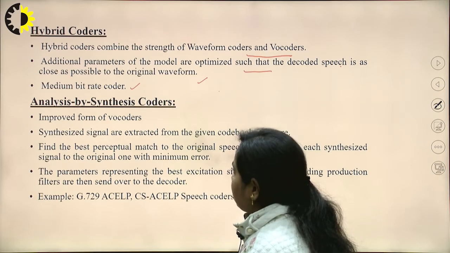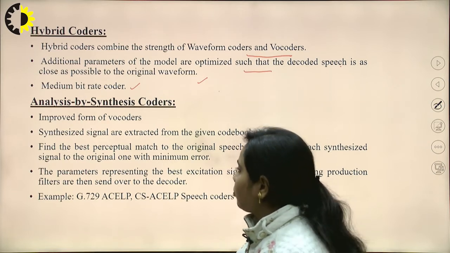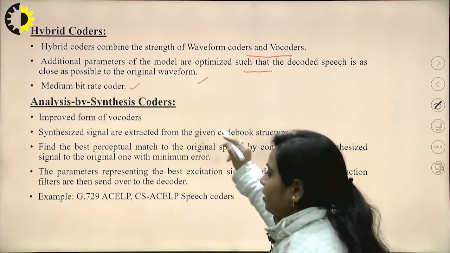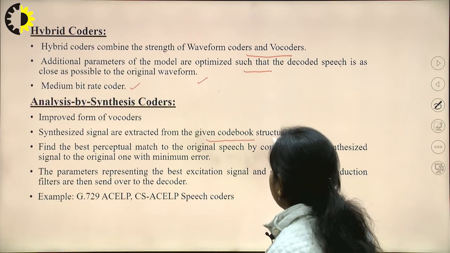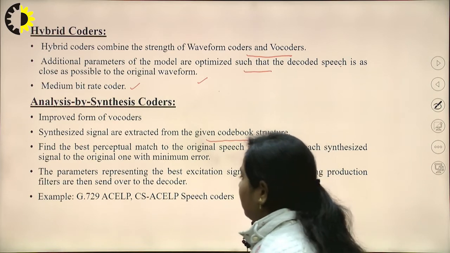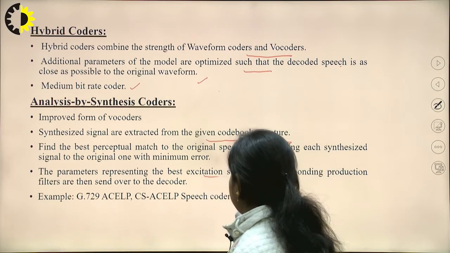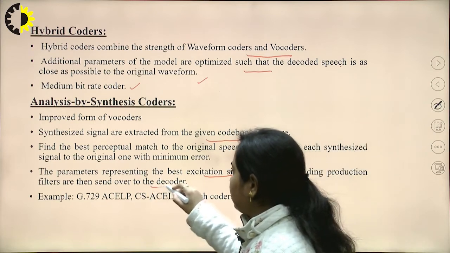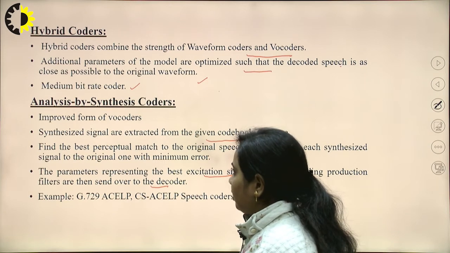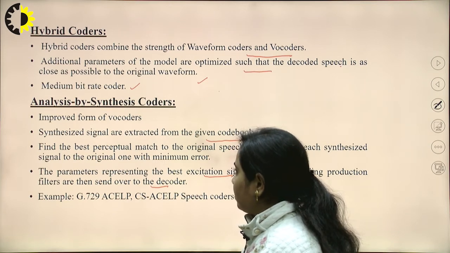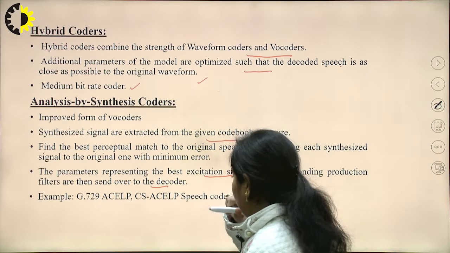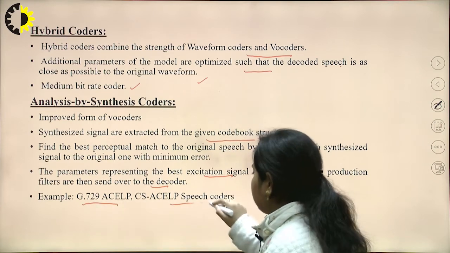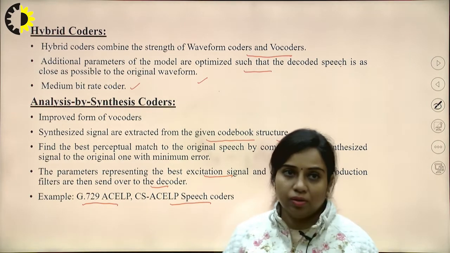Now the analysis by synthesis coder is another improved form of vocoder. Synthesized signals are extracted from the given codebook structure, and the parameters representing the best excitation signal and the corresponding production filter are then sent to the decoder. Examples of an analysis by synthesis coder are G.729 ACELP and CS-ACELP speech coders.